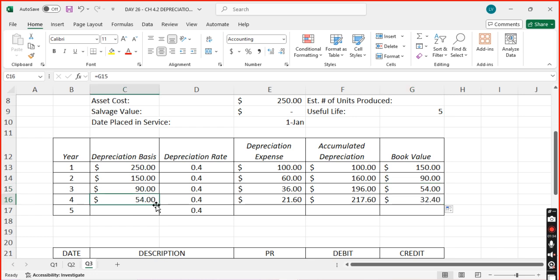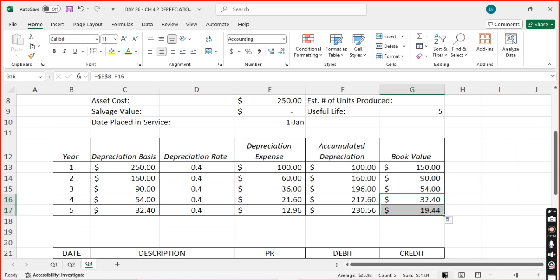So year 5 comes around, right? You do $32.40. 40% of that will give you $12.96, which will give you $230.56, which will give you your book value to be $19.44.